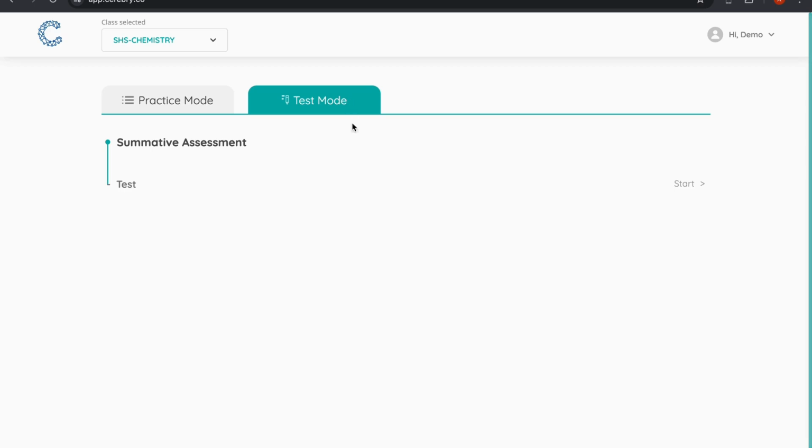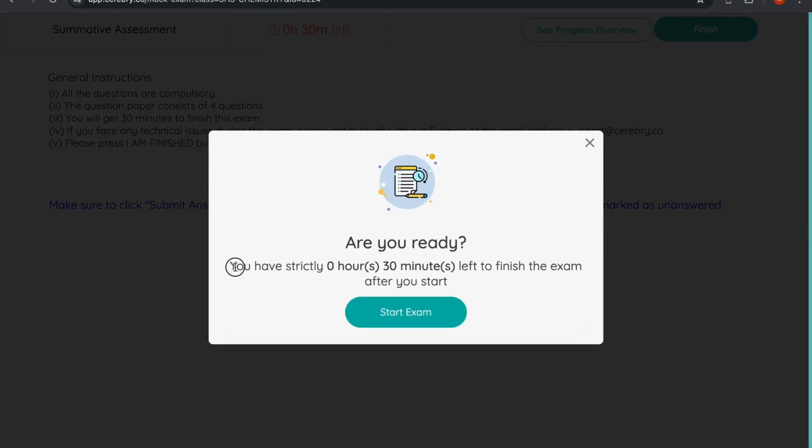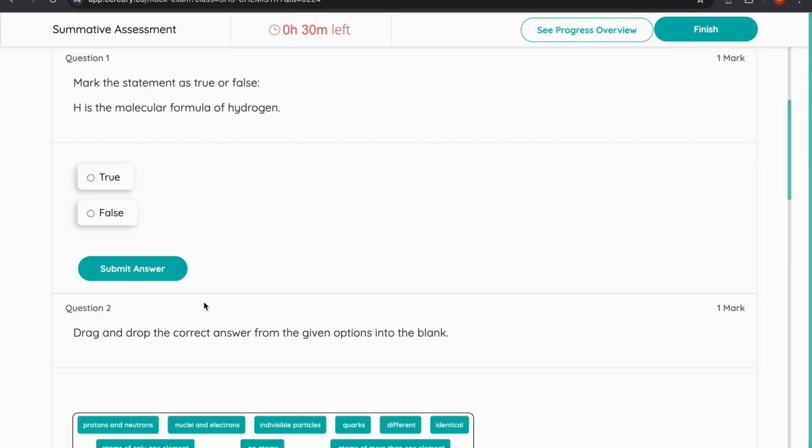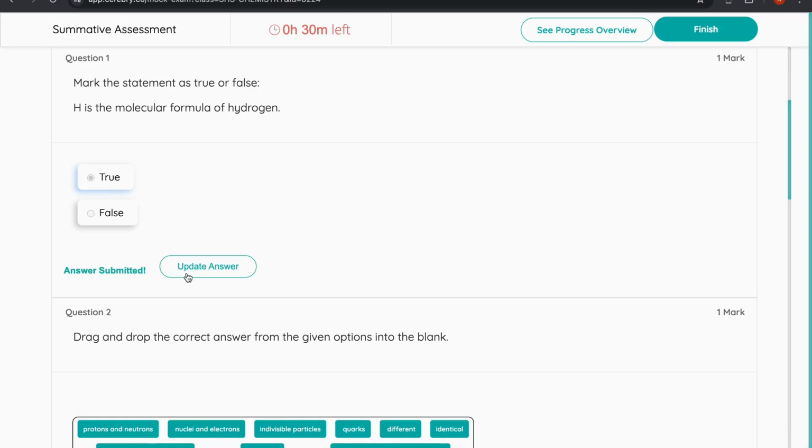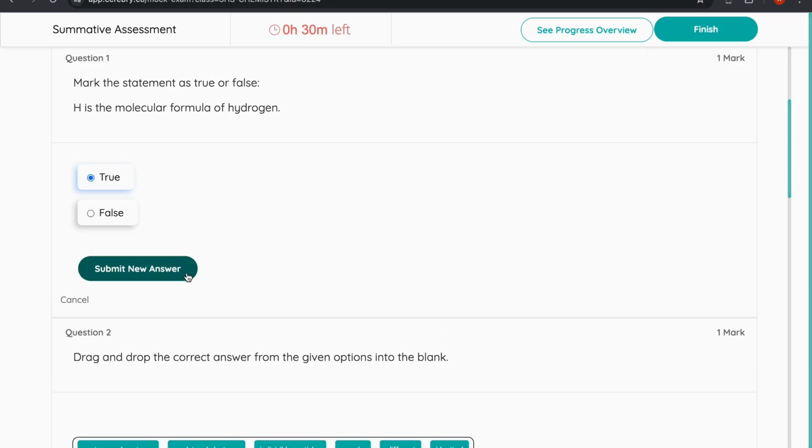Upon clicking test mode, all the tests that have been assigned by the teacher will appear on the screen. Upon clicking start, the student will be notified about the exact time allotted to finish this test. Clicking on start exam will start the exam. The student is expected to submit each answer. The student can change the answer by clicking on update answer if they wish to.